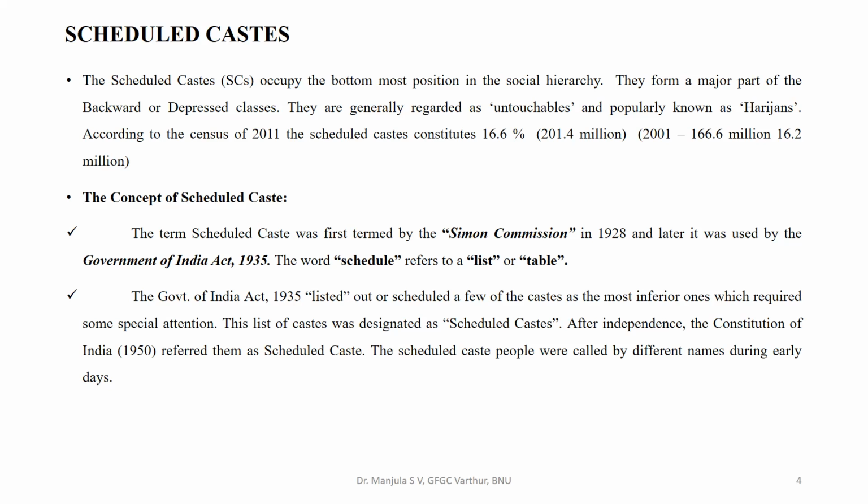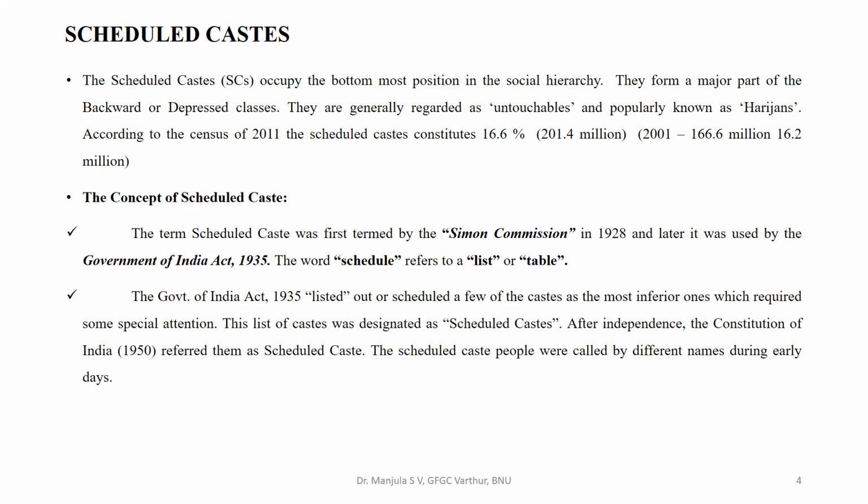According to the 2011 census, the scheduled caste constitutes 16.6%, that is 201.4 million population, whereas in 2001 it was 16.2%, that was 166.6 million population. It is a huge population.